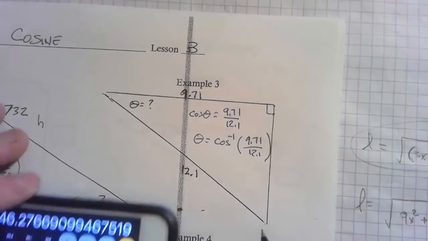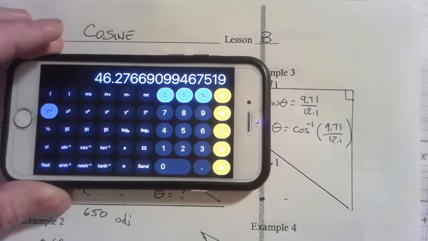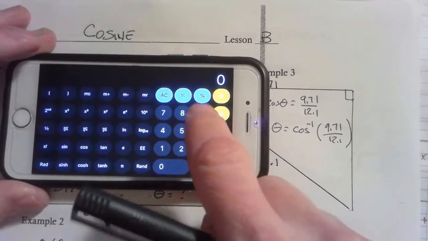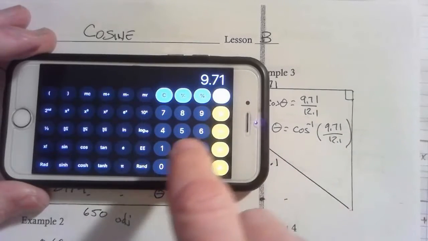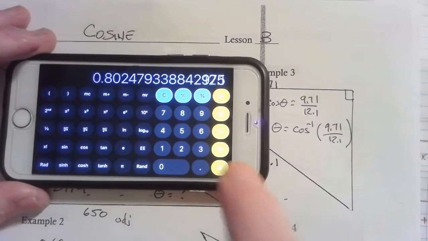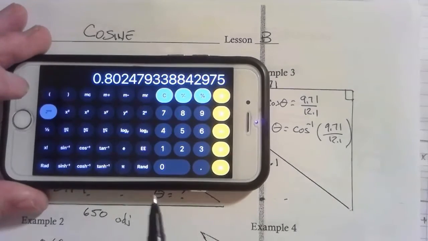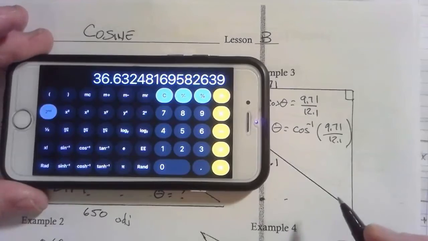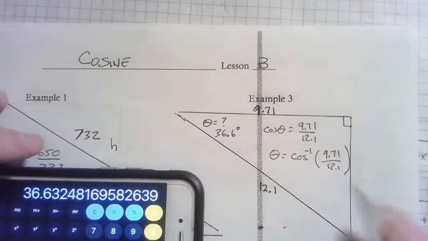We run through the same process. We break out our calculator, and we go clear out, and I go 9.71 divided by 12.1, get an answer, and now I'm going to do the second cosine of that, and it's 36.6. So this angle here is 36.6 degrees.